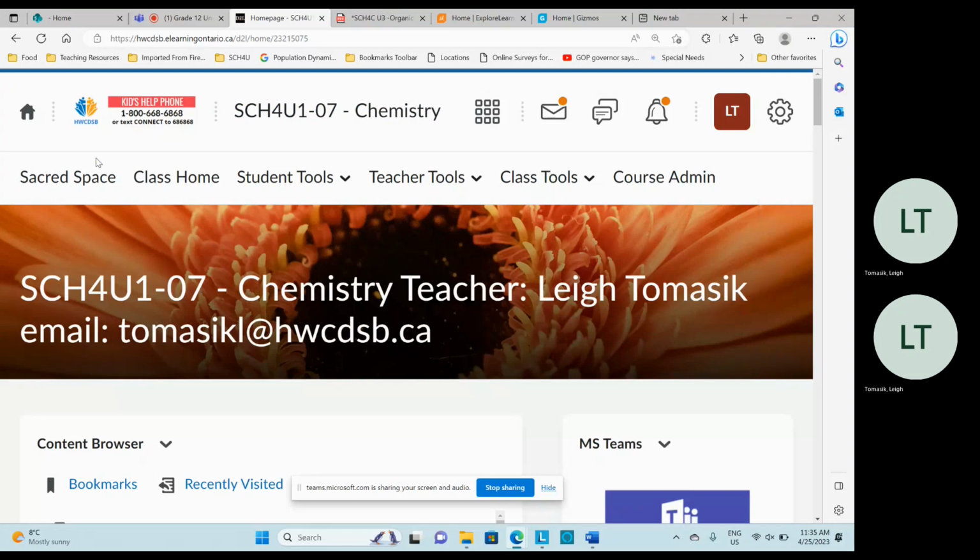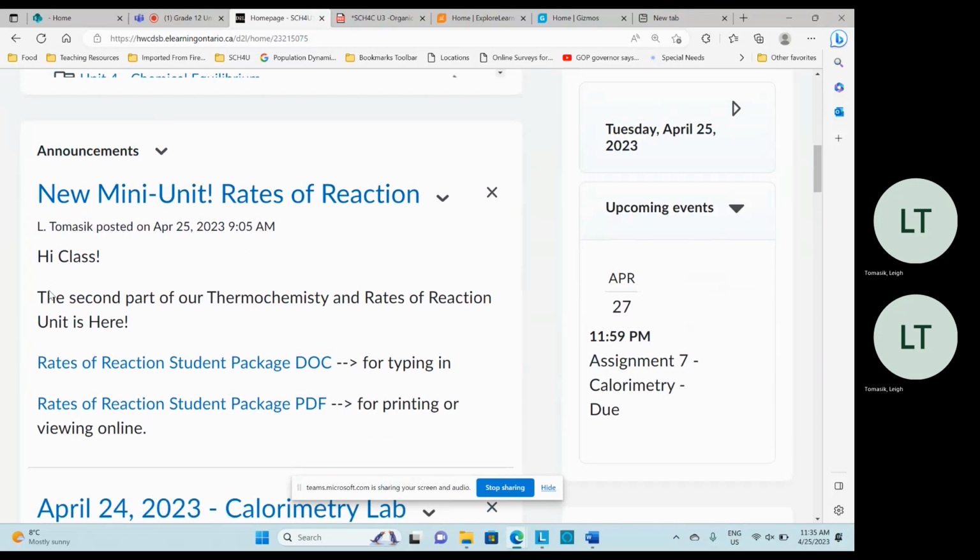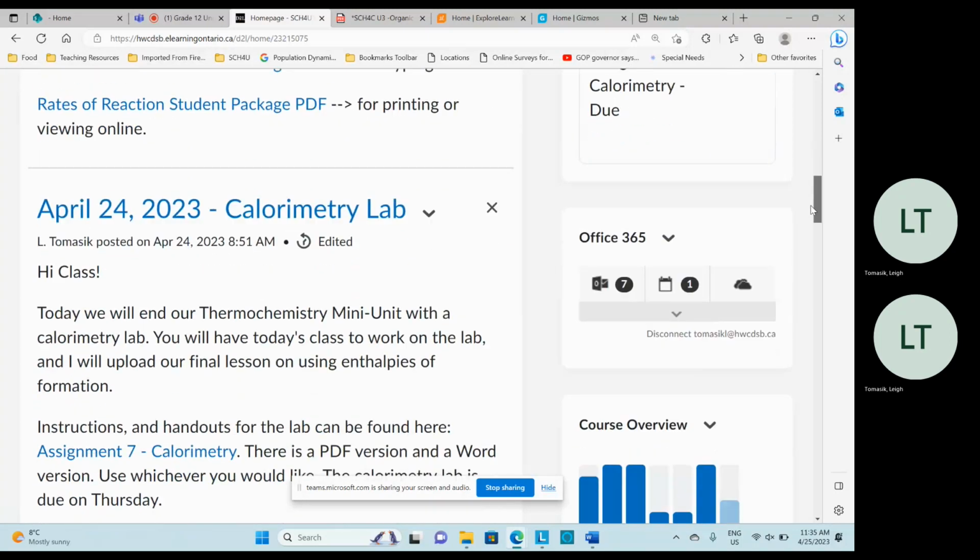Okay. Hi, class. So if you notice on the announcements on the main page of the course, we have a new mini unit. It's not a full unit on its own. It belongs with thermochemistry. So when you have a test, you'll have a test on this unit, rates of reaction. It's going to be a very small unit, only a couple of days, and thermochemistry at the same time.